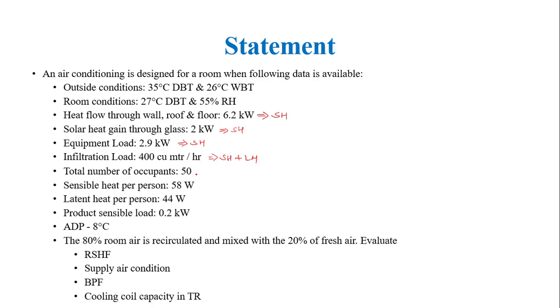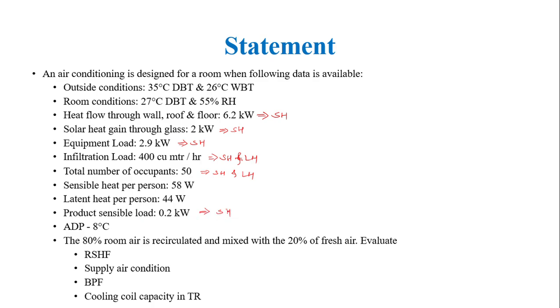Total number of occupants is given, 50. So this is sensible and latent both. You can see the sensible heat per person and latent heat per person are given, so from this also you can identify that for occupants it will be sensible and latent. Product load is the sensible heat directly given.